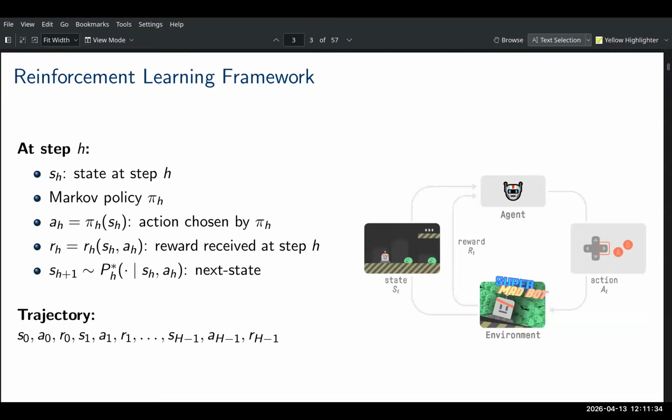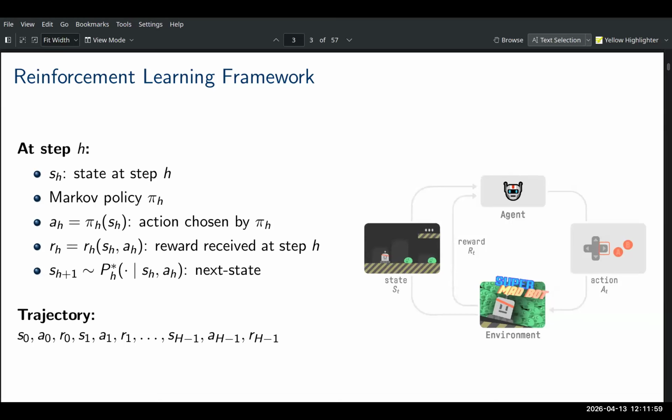More formally, I'm looking at finite horizon reinforcement learning algorithms, in which there is a fixed horizon H that the agent is interacting with the environment. For any specific step h, the agent observes the underlying state of the world, which I denote by S_h. There is an underlying policy associated with the current step, and we are assuming the policy is Markov because the optimum policy is going to be Markov in this scenario.